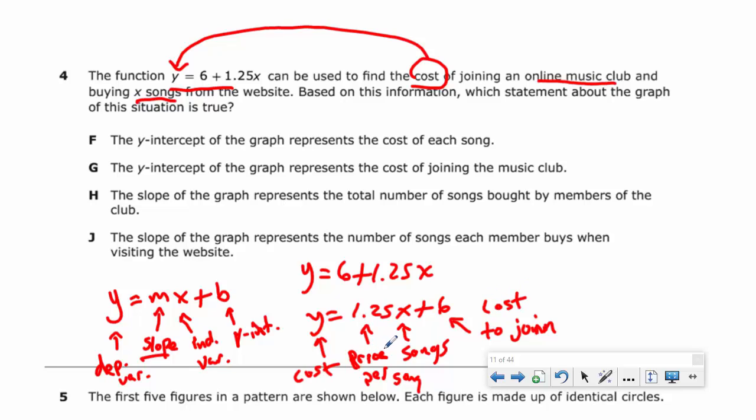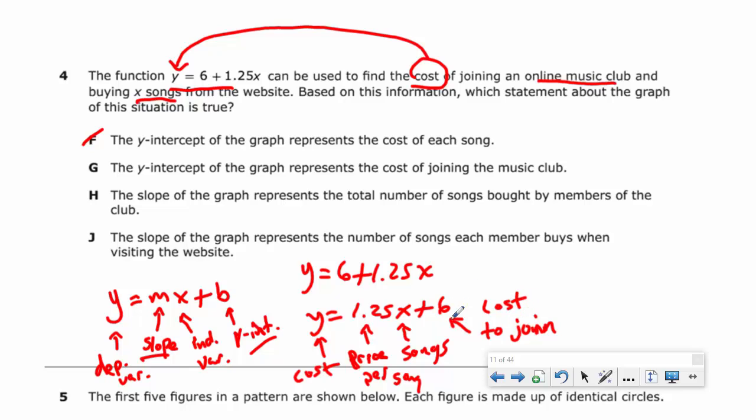Alright, so let's figure out what all this means. The y-intercept of the graph represents the cost of the song. No, what does the y-intercept mean? The y-intercept is this number, and this number is what? The cost to join. So no, that's not true. The cost of each song is actually what? The cost of each song is called the slope. So this is wrong.